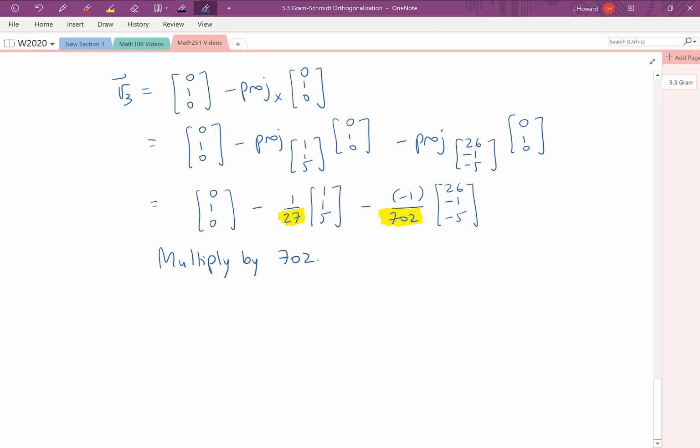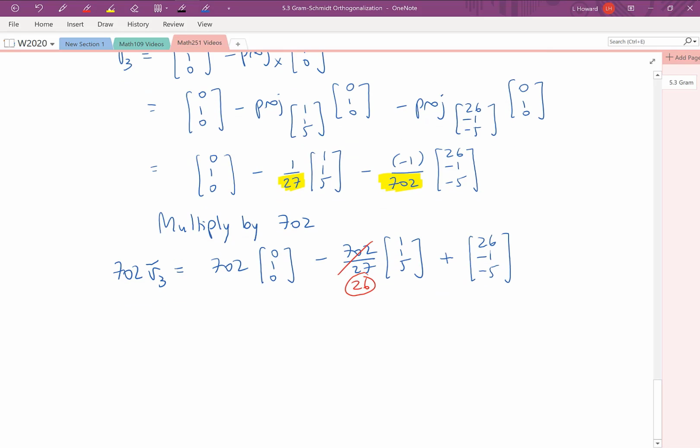Okay, so multiply by 702, you'd have 702 V3 would give you 702 times 010 minus, you'd have 702 over 27 times 115. And the idea here is that 702 over 27 actually works out to 26. That works out pretty nicely. And then you'd have a +1 times 26 minus 1 minus 5. Okay, and then from there, we're getting our third basis vector coming up. So it works out to 0, 675 minus 135.